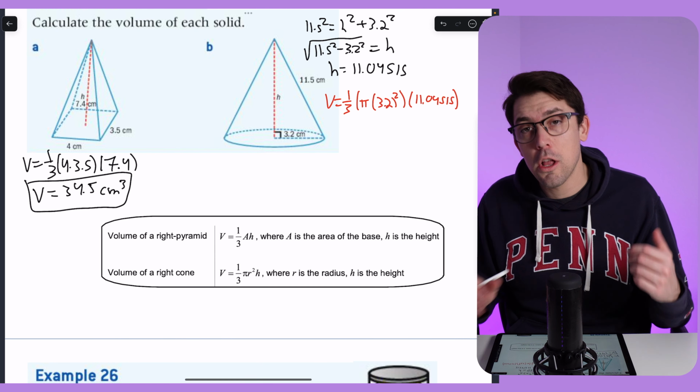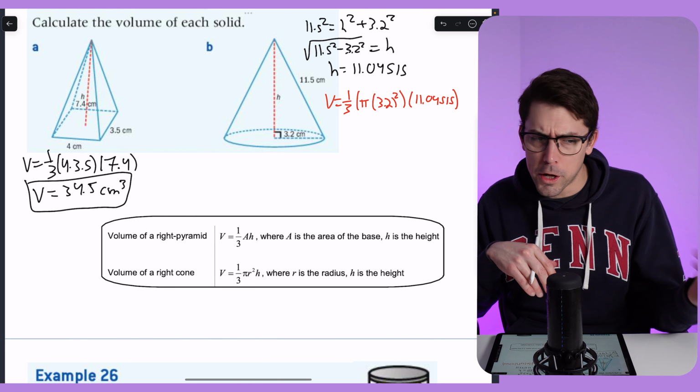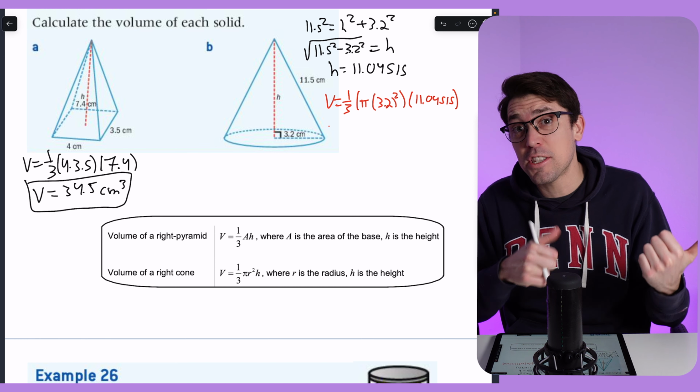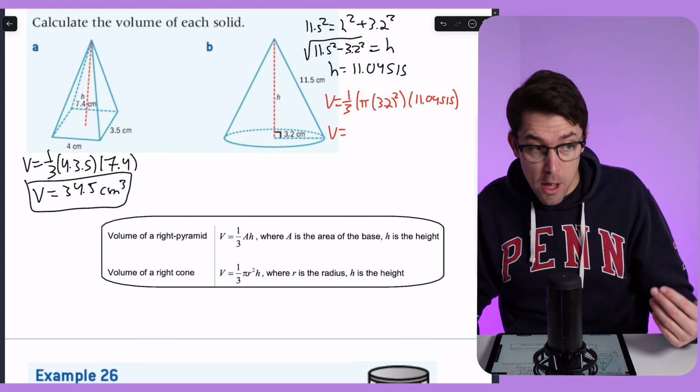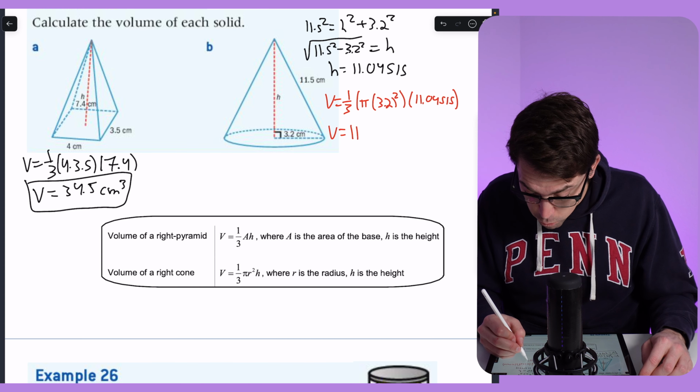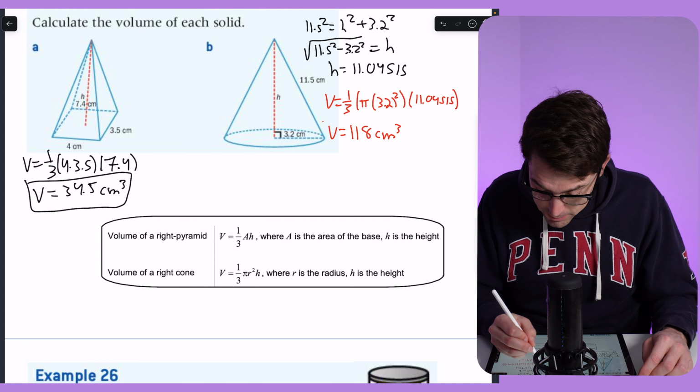Again, when you're using a calculator, you can store that to a variable, or you can just hit the ANS, the answer key. So I'd find that my volume here, once I put this all in my calculator to three significant figures, is 118 cubic centimeters.